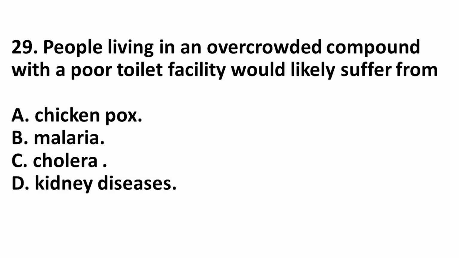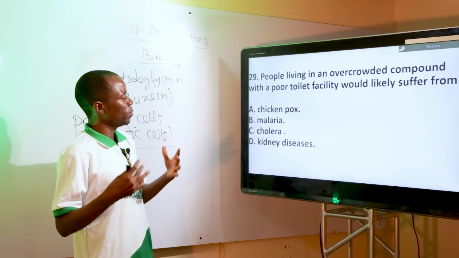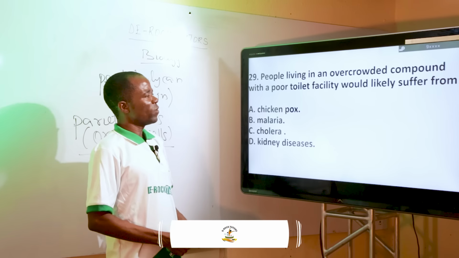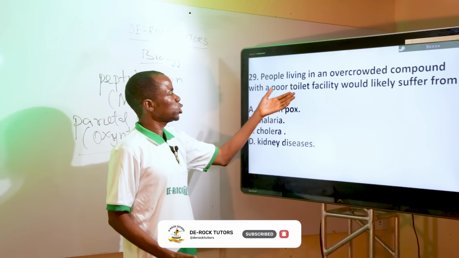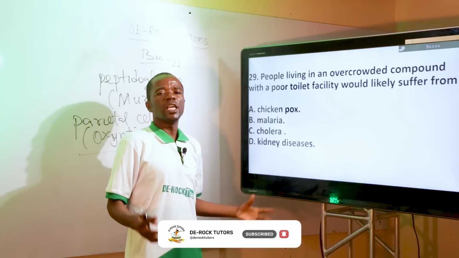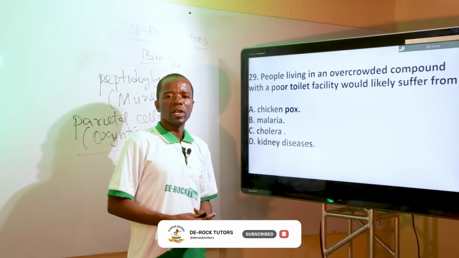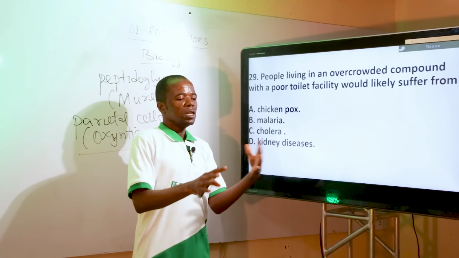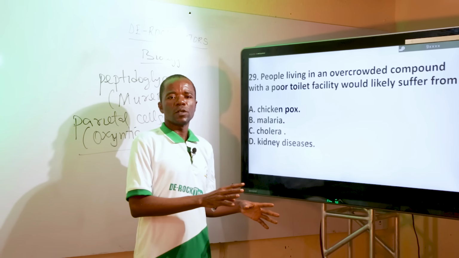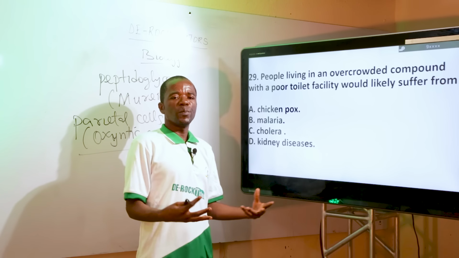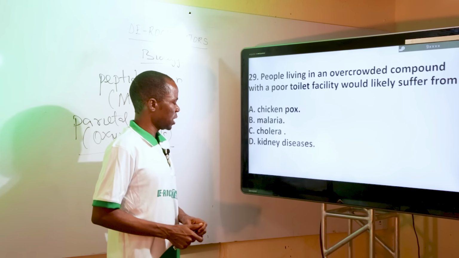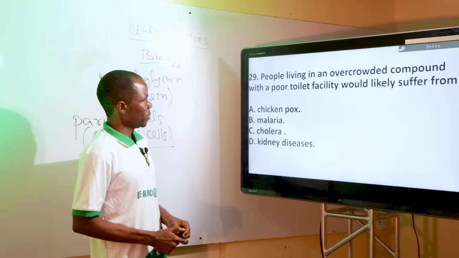People living in an overcrowded compound with a poor toilet facility will likely suffer from dash. That's obviously cholera, because if people are living in an overcrowded compound with poor toilet facility, there are chances that they might be practicing open defecation. And flies can easily perch on those human excreta, and if there are cooked, uncovered food, and these flies contaminate them, anybody who consumes such food can come down with cholera. So the correct answer for number 29 is option C, cholera. Let's go to number 30.